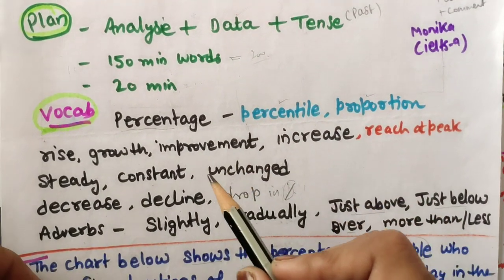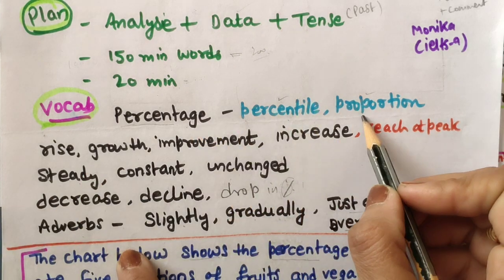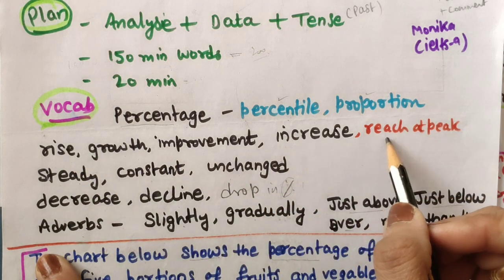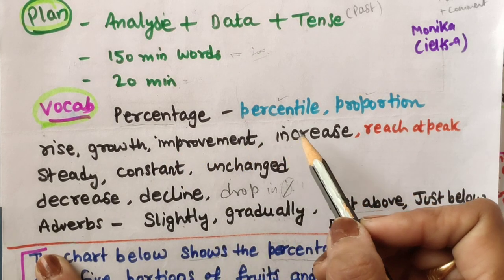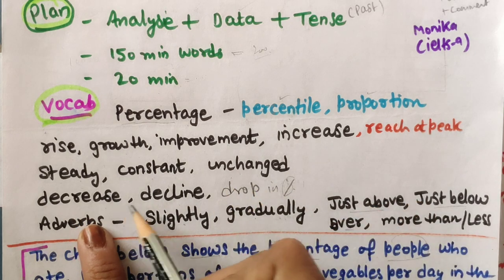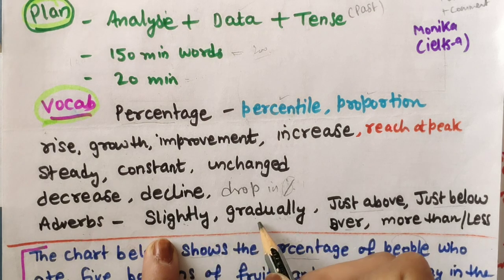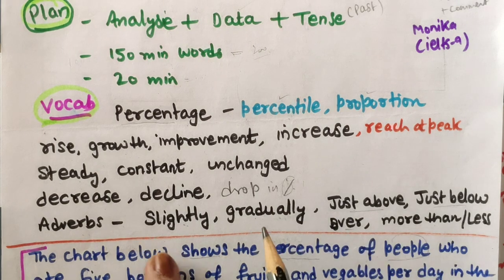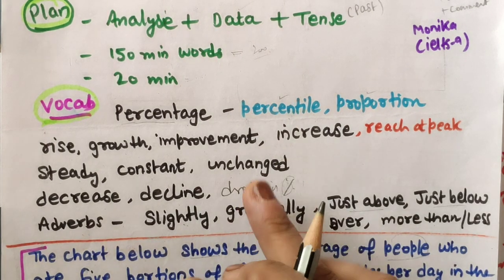Basically, these are the important things you need to write. So percentage, this is vocabulary. For percentage we can write percentile, proportion, and for increase, rise, growth, improvement, increase, reach a peak. Please use second verbs when you are using past tense. Steady growth, constant, unchanged, decrease, decline, drop in percentages. Adverbs you can use: slightly, gradually, just above, just below, over, more than, less than. So use these vocabulary words in your report writing for increase, for decrease, anything.